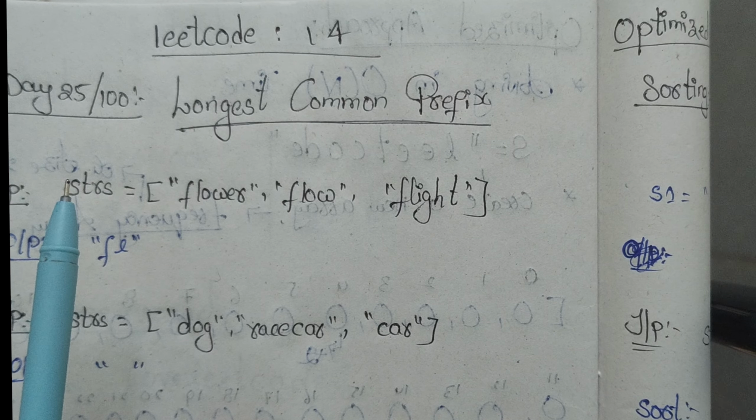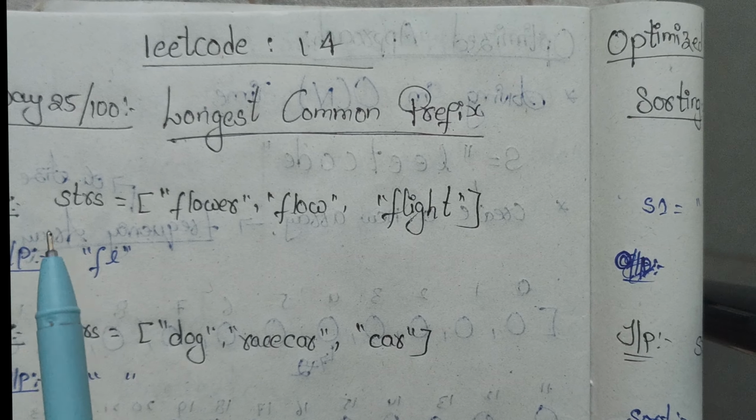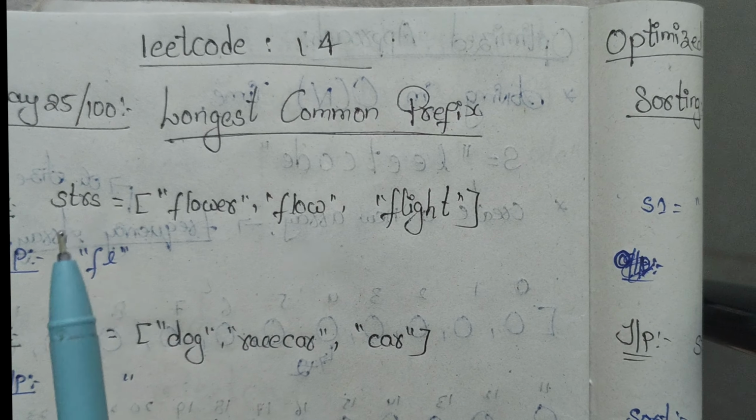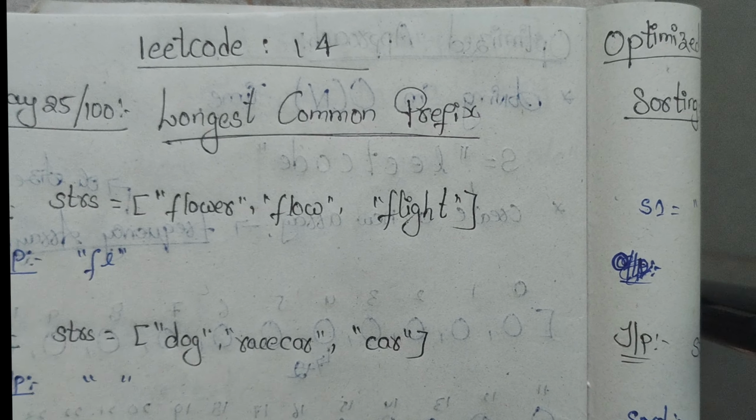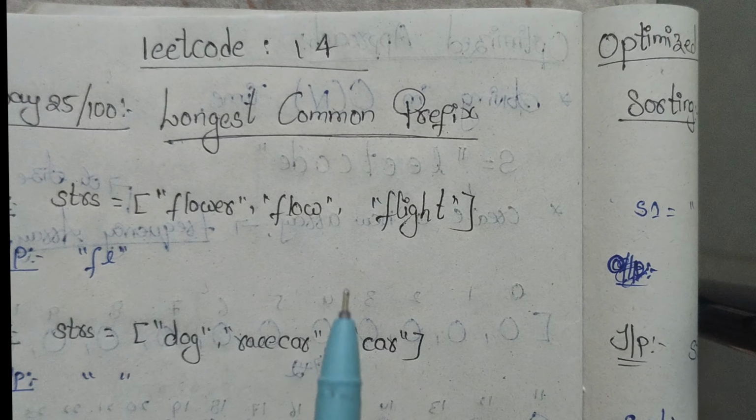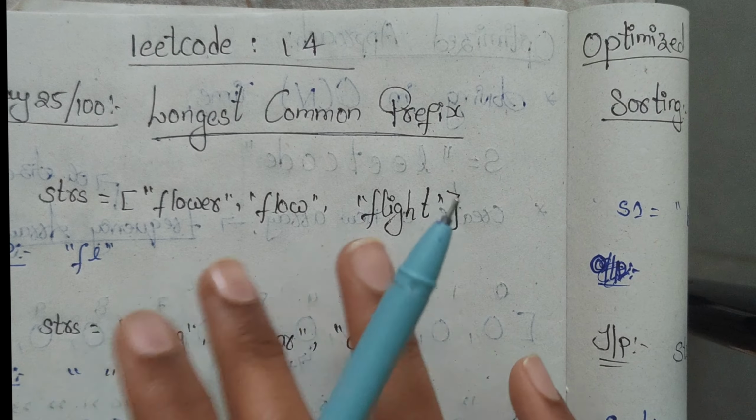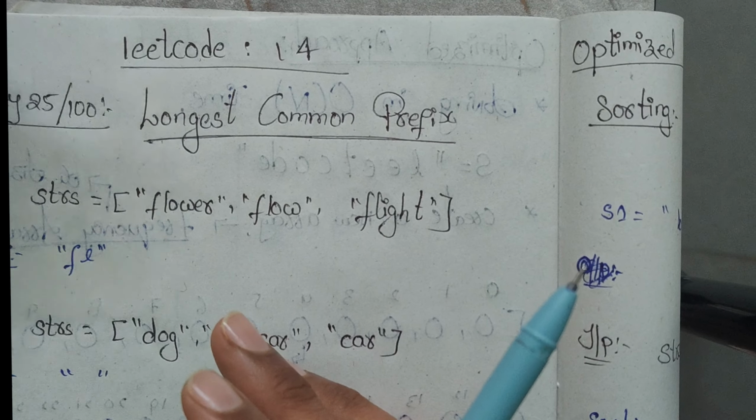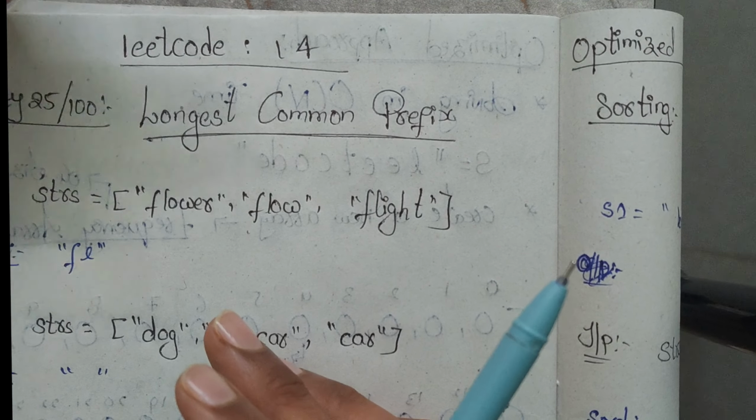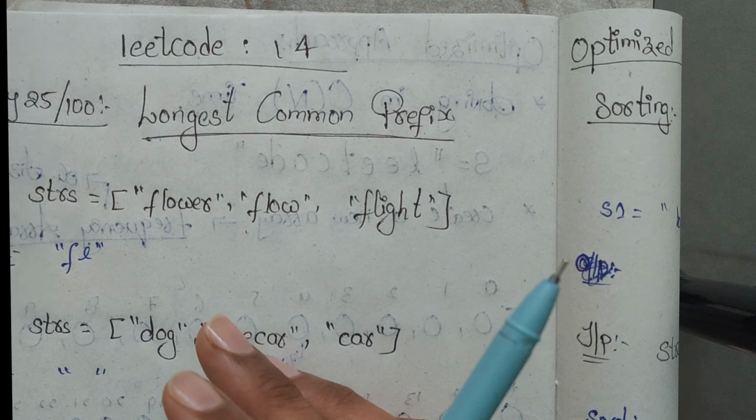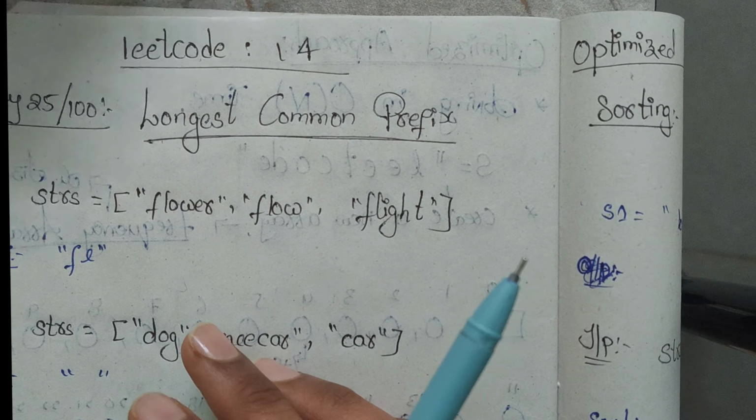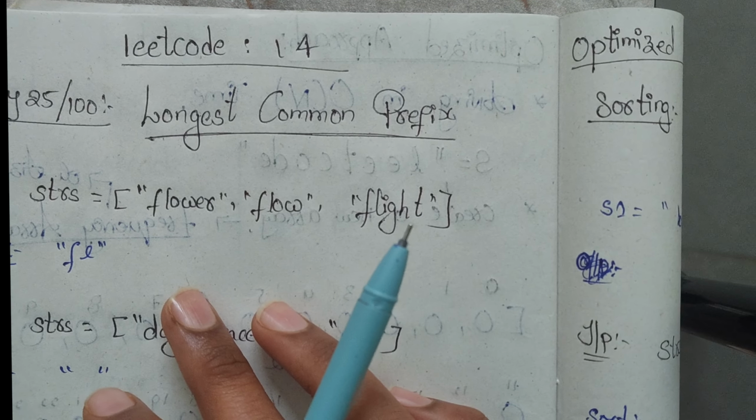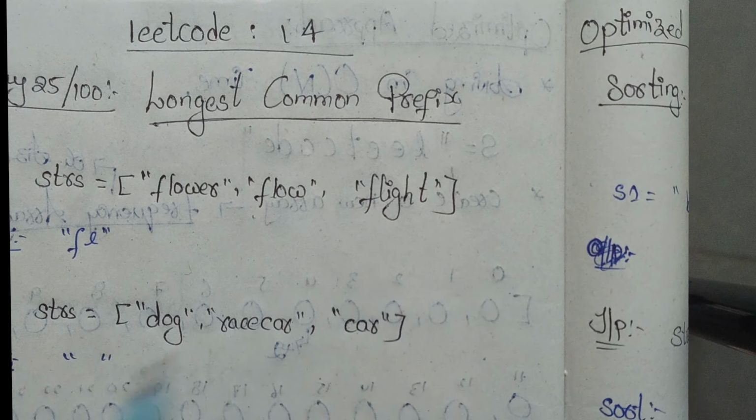In the problem description they have clearly mentioned: write a function to find the longest common prefix string amongst an array of strings. If there is no common prefix, return an empty string. So they will give one array which contains strings. What we have to do is find the longest common prefix among all the strings and return it, and if there is no common prefix found among all the strings, then we have to return an empty string. That's what we have to do in this problem.